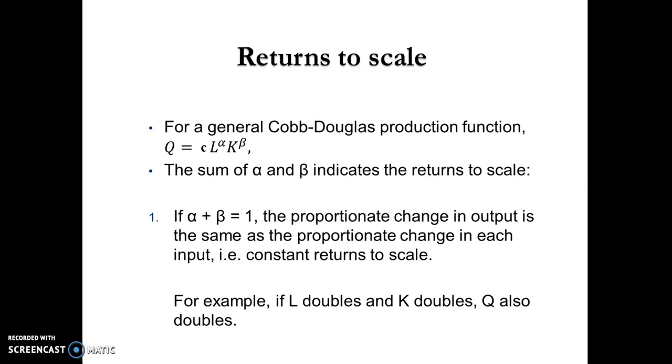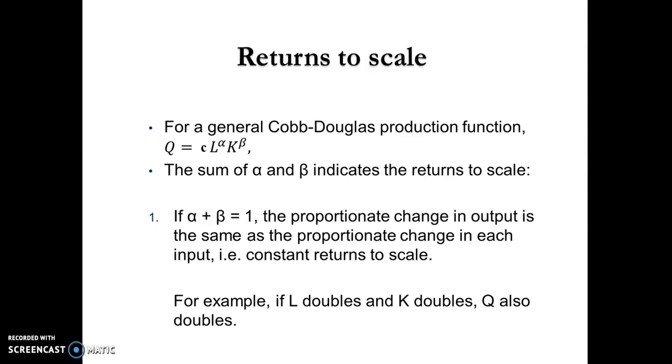Now we can use the Cobb-Douglas function to determine if we have increasing, decreasing, or constant returns to scale. For your general Cobb-Douglas production function, if you sum your exponents, alpha and beta, it's going to help you indicate what the returns to scale are. Firstly, if alpha plus beta is equal to 1, it's going to indicate that you have constant returns to scale. So what does it mean?